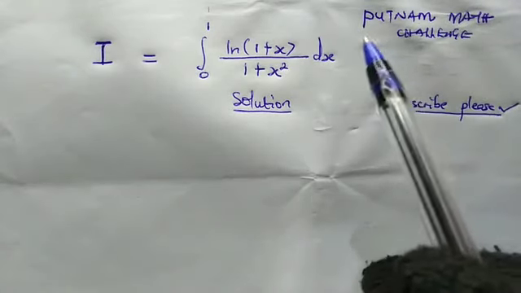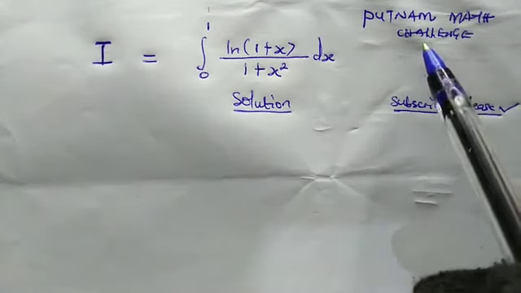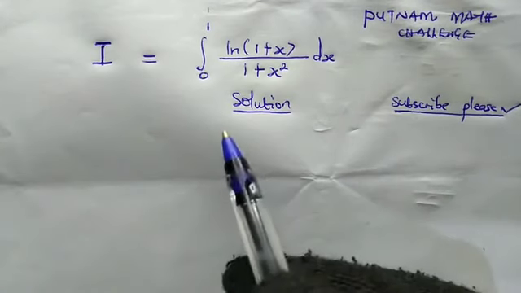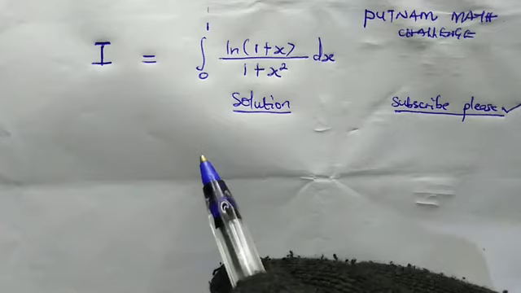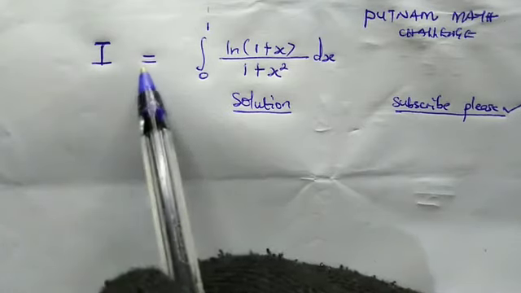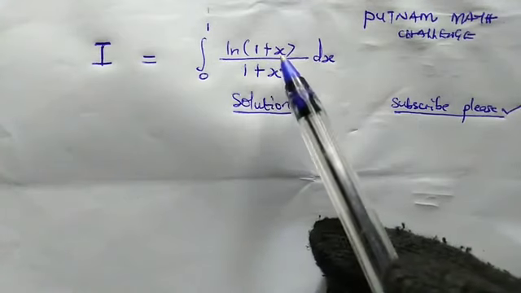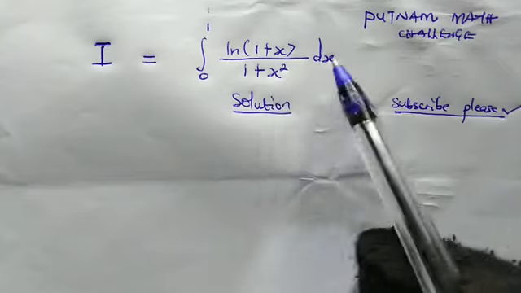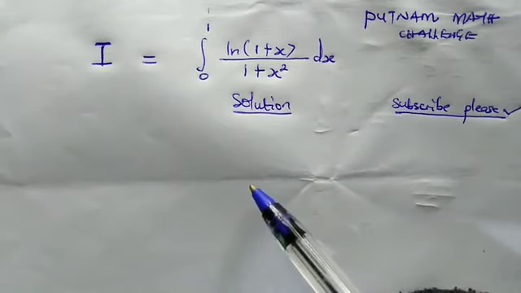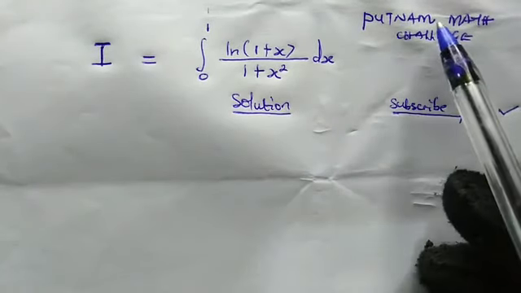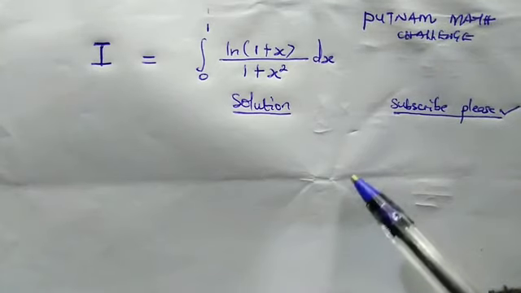Today we have this Putnam math challenge, and this happens to be a definite integral. Here we're given that I is equal to the integral from 0 to 1 of the natural log of 1 plus x all over 1 plus x squared dx. Mind you, this is a Putnam math problem.